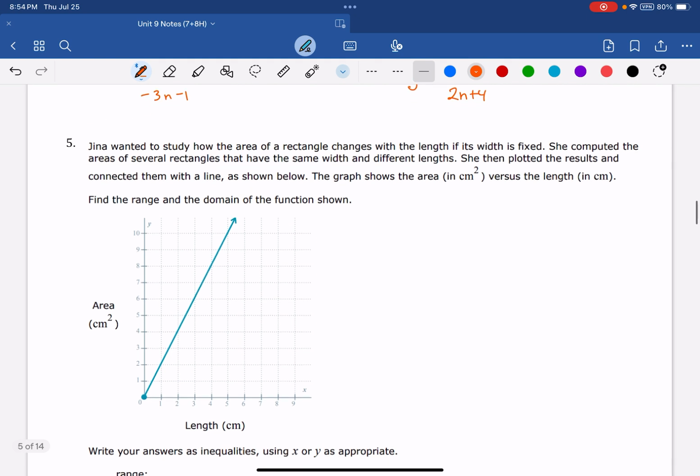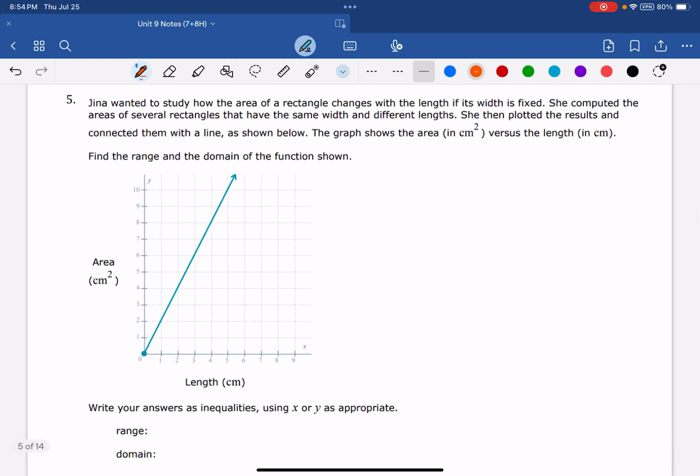Now let's look at some application problems. Gina wanted to study how the area of a rectangle changes with the length of its side, or its length if its width is fixed. So the width never changes, but she's going to change the length. She computed the area of several rectangles that had the same width and different lengths. She then plotted the results and connected them with a line as shown in the graph. The graph shows the area versus the length. Find the range and the domain of the function.